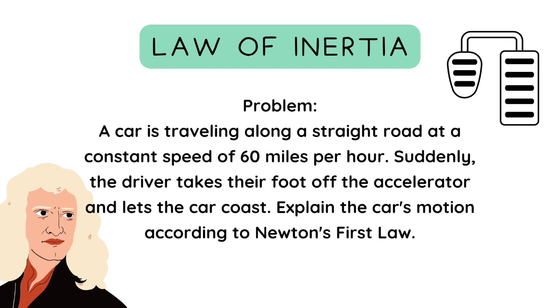A problem here: a car is traveling along a straight road at a constant speed of 60 miles per hour. Suddenly, the driver takes their foot off the accelerator and lets the car coast. Explain the car's motion according to Newton's first law.